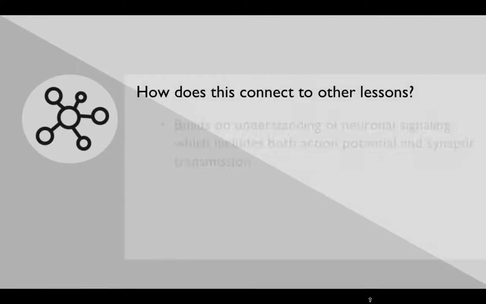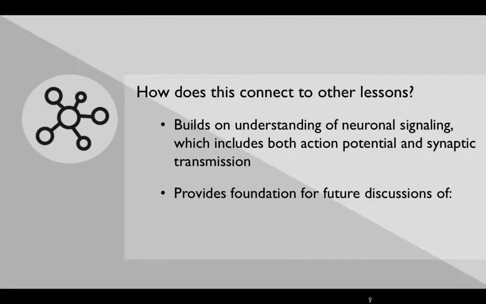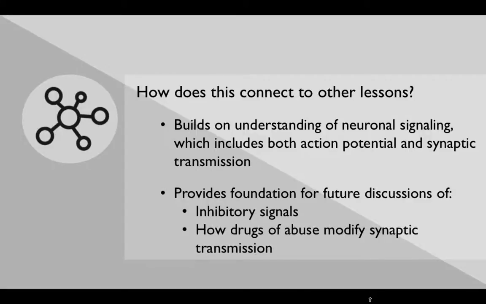This lesson builds on students' understanding of neuronal signaling, which includes both action potentials addressed previously in Lesson 2.2 and synaptic transmission addressed here. This lesson provides the foundation for future discussions of both inhibitory signals, which are addressed in the next lesson, and how drugs of abuse modify synaptic transmission, which will be addressed in Unit 5.